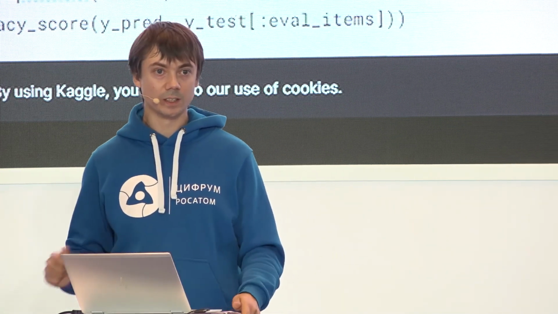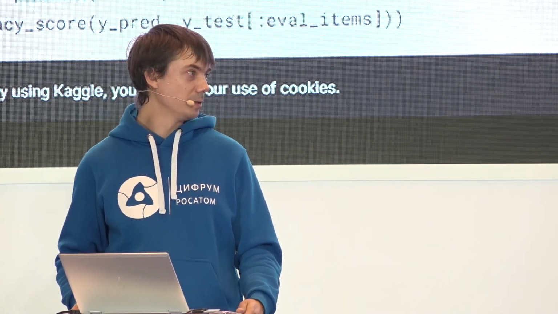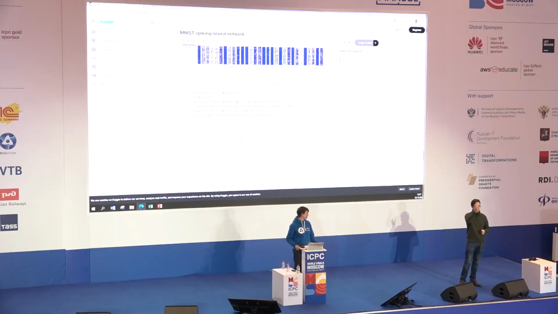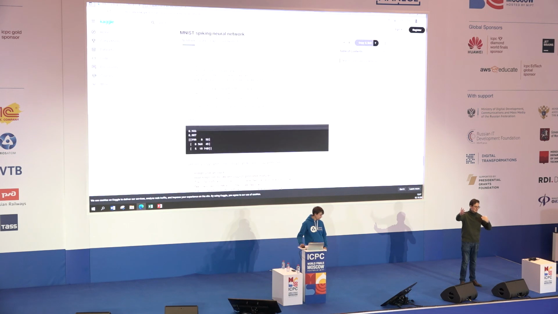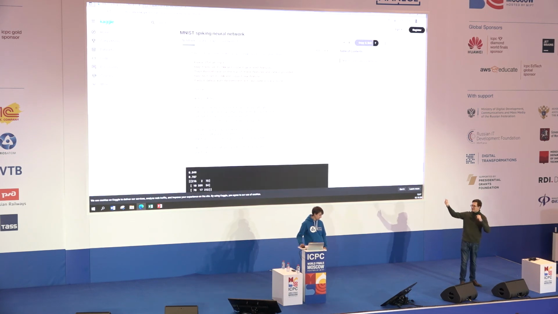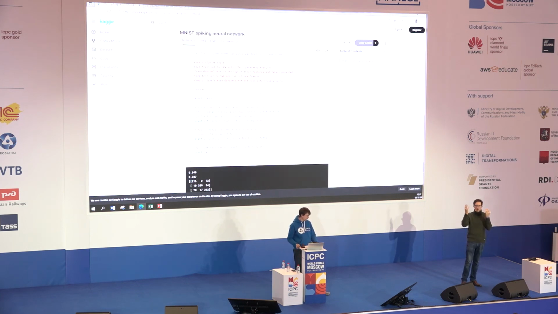Actually, we use the spiking neural network for feature extraction, and when we have extracted features, then we use a simple classifier to make the final prediction. Because, as you can see, spike-timing-dependent plasticity is unsupervised learning, and for classification we need some way to label data, and this is why random forest is used in the last step.